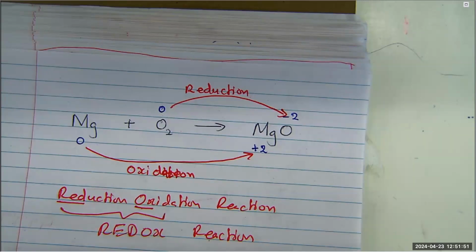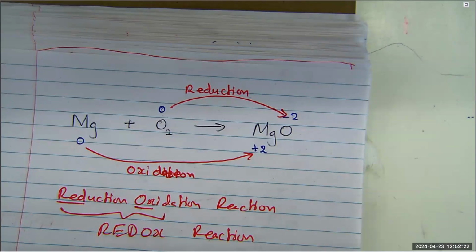All right. Now, here's the other thing, Ileana, that we need to appreciate here. For magnesium to oxidize, oxygen has to be there. Oxygen is what is oxidizing magnesium. And in the same way, for oxygen to be reduced, magnesium must be reacting with it. So magnesium is what is reducing oxygen.